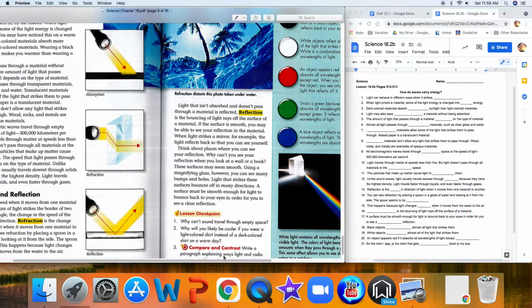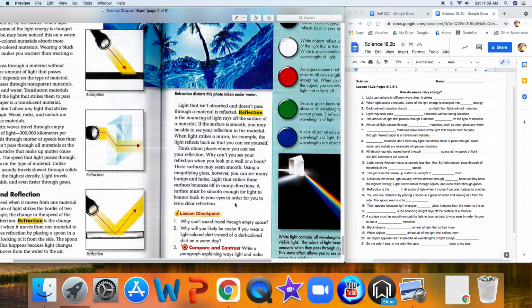Think about places where you can see your reflection. Why can't you see your reflection when you look at a wall? Or maybe your science book is a little bit better, because our walls definitely have little bumps all over them. But my science book looks pretty smooth, is what they're saying. These surfaces may seem smooth. Using a magnifying glass, however, you can see many bumps and holes. Light that strikes these surfaces bounces off in all kinds of different directions, because it goes into those little holes or bumps, and it doesn't bounce straight back at me. So a surface must be smooth enough for light to bounce back to your eyes in order to see a reflection. In other words, a mirror needs to be super smooth.